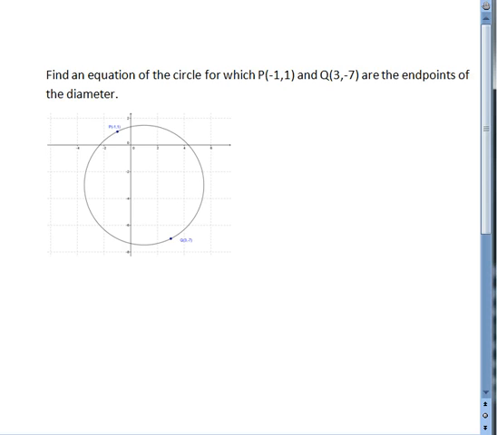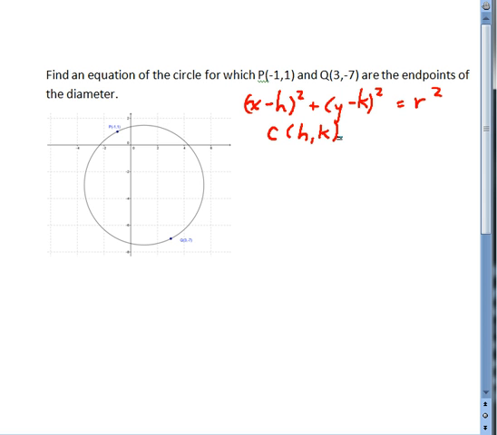Here we want to find the equation of the circle for which (-1, 1) and (3, -7) are the endpoints of the diameter. We remember that the equation for a circle will be in the form of (x - h)^2 + (y - k)^2 = r^2, where r is the radius of the circle and (h, k) are the coordinates of the center of the circle.